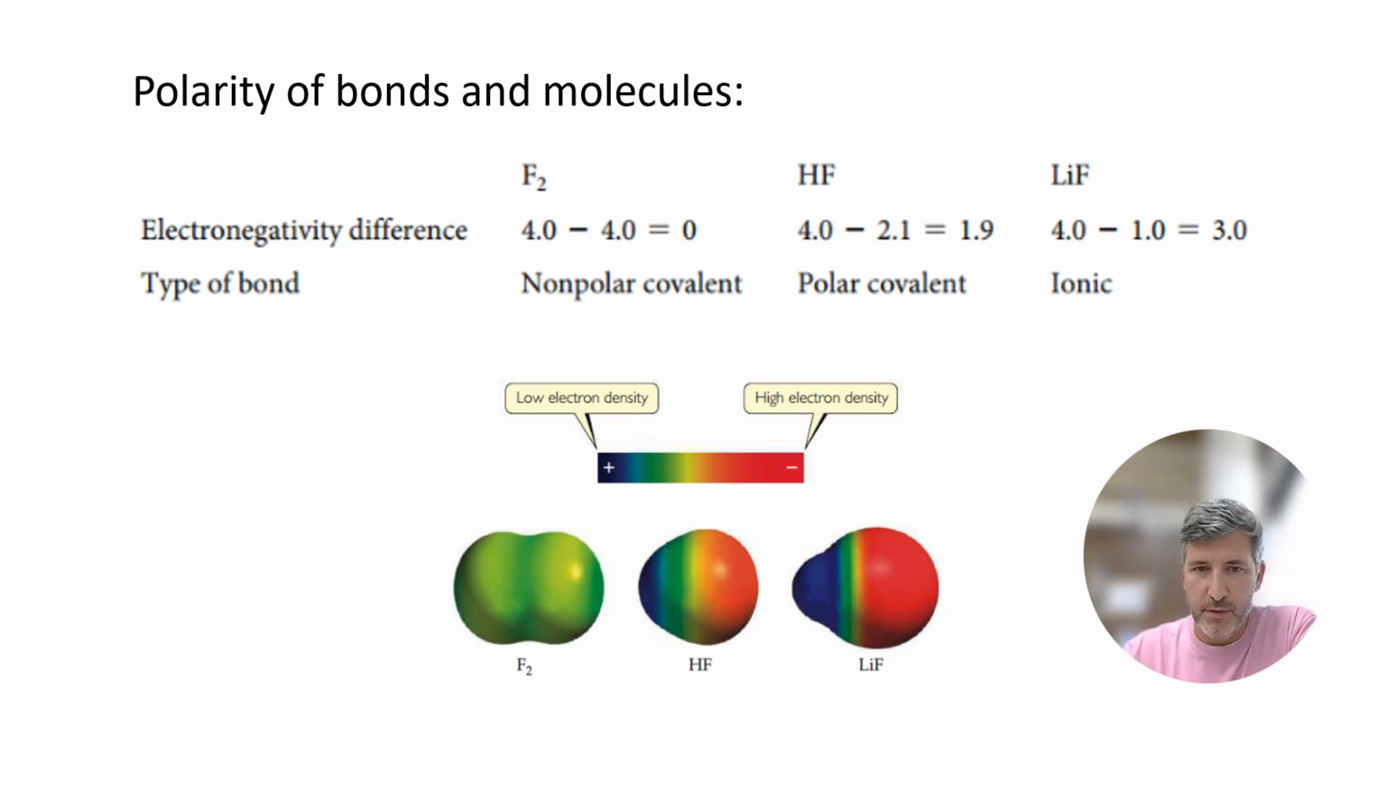Even more polar would be lithium fluoride, which isn't even considered a covalent bond. It's considered ionic because the electronegativity is so different and the electron density is so different that we in fact just say that the lithium has lost an electron and the fluoride has gained one. But there's a lot of shades of gray as we work from non-polar covalent all the way to ionic.